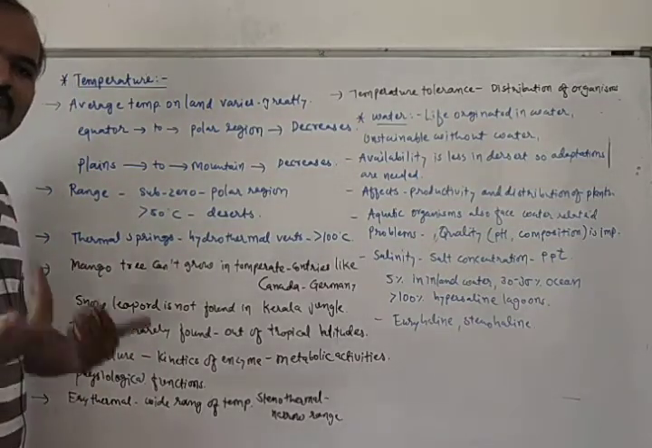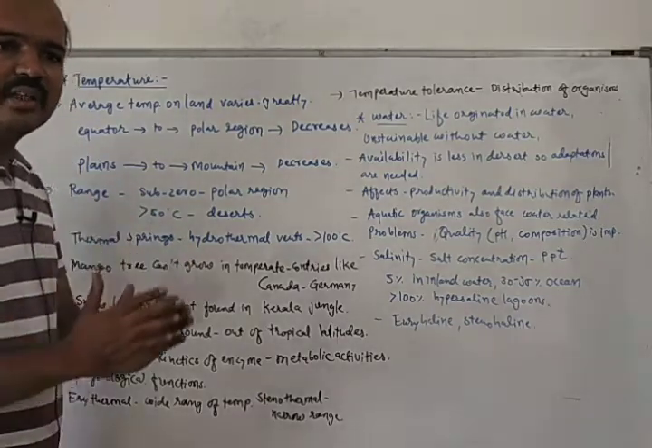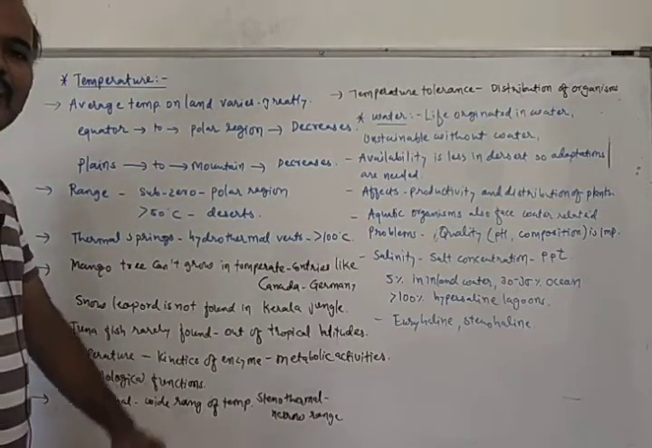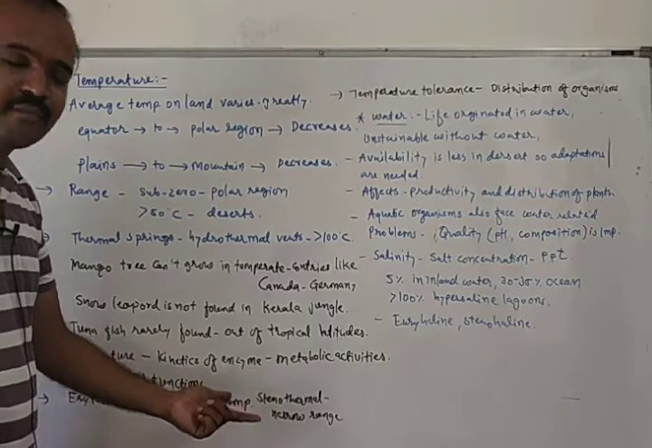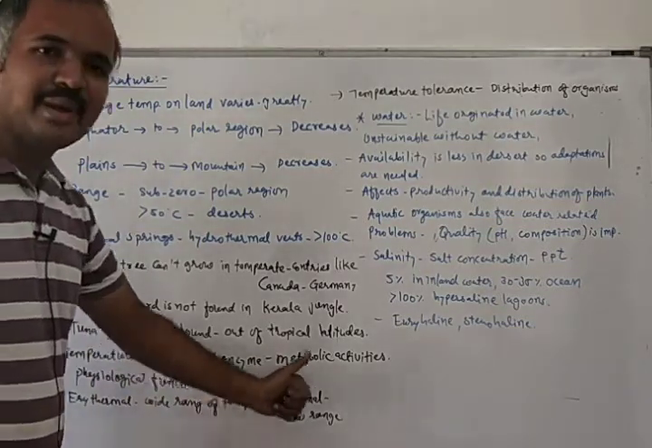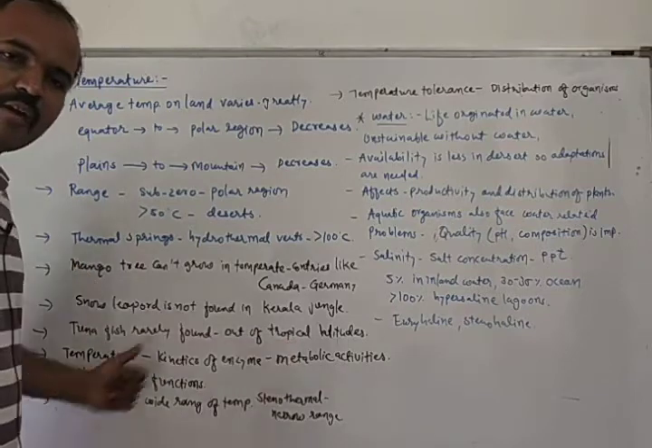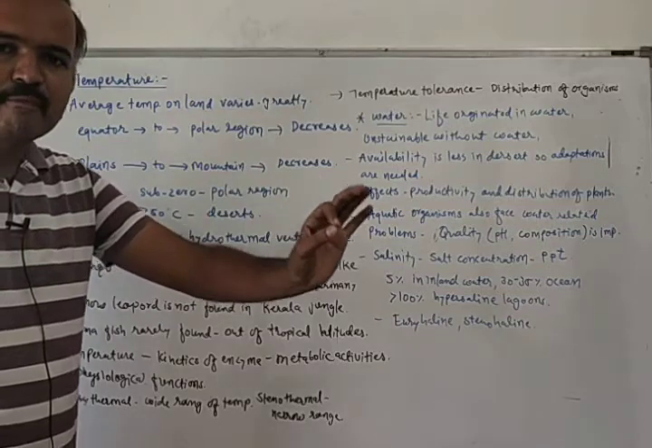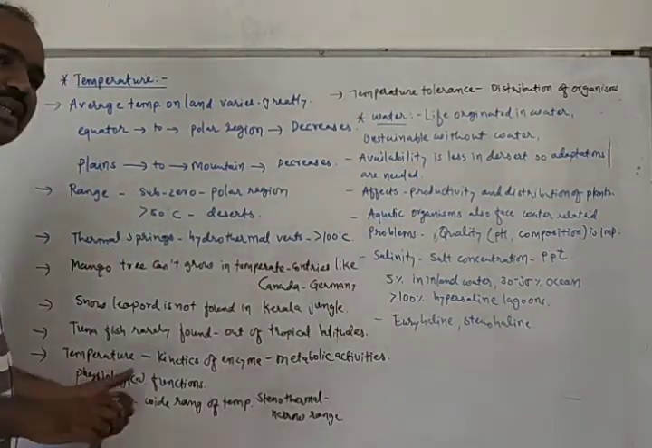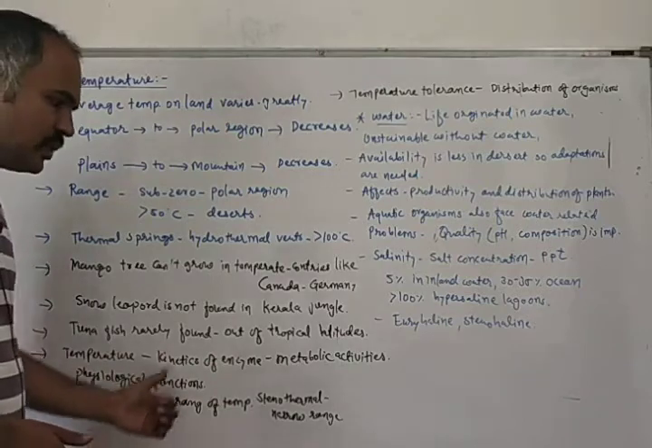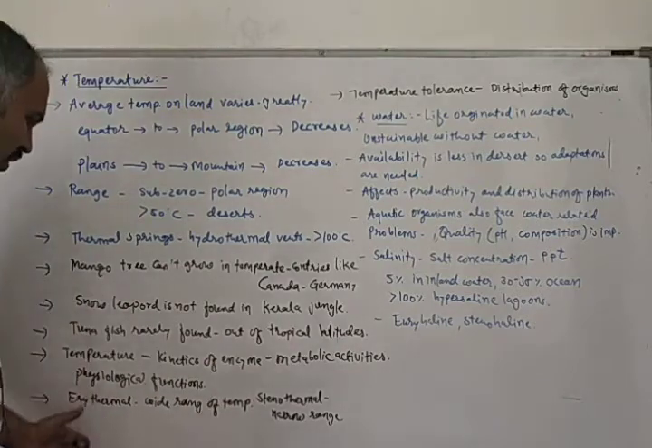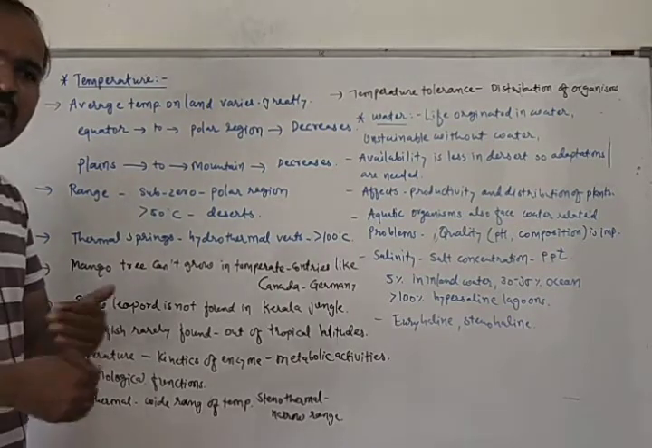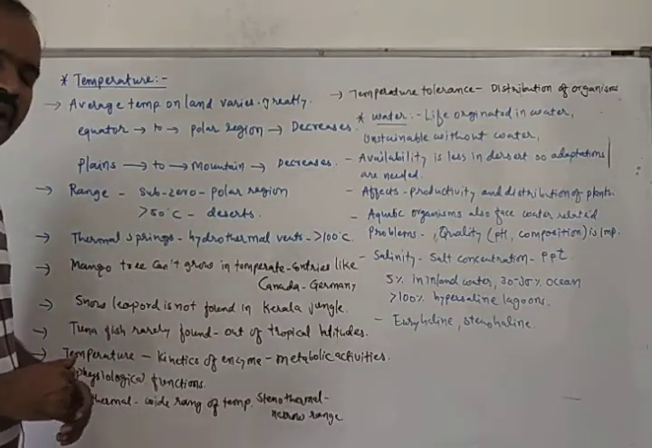Now, how does the temperature affect different organisms? Temperature affects the kinetics of enzymes, and through that it affects the metabolic activity, and through that it affects the physiological functions of the organism. In this manner, temperature produces its effect on different organisms.